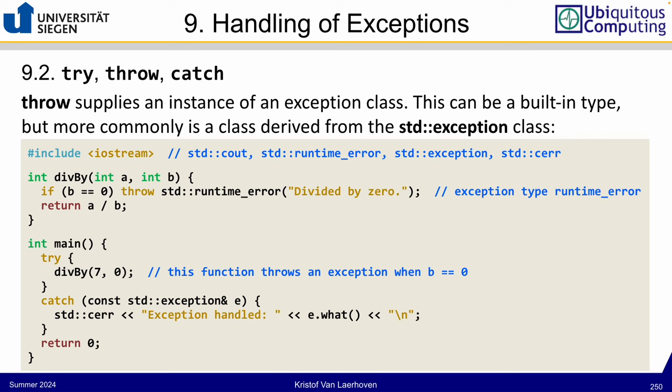Now, what throw is throwing is of a particular type, I already said, and in the last slide we used a float, but it could be any type that we have seen so far, so also classes. And that is why the nicer way of doing this in C++ is to use something that belongs to a class that is specifically made for exceptions.